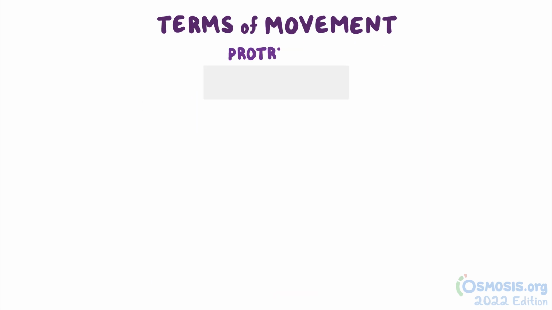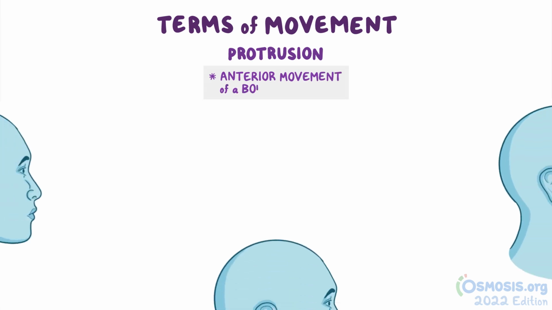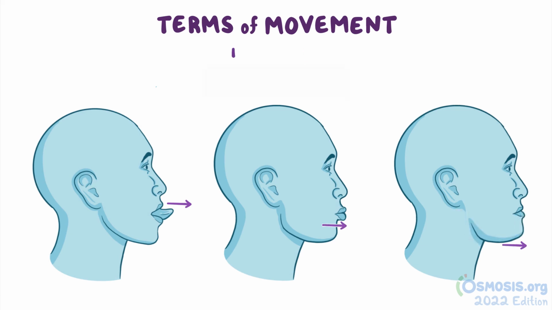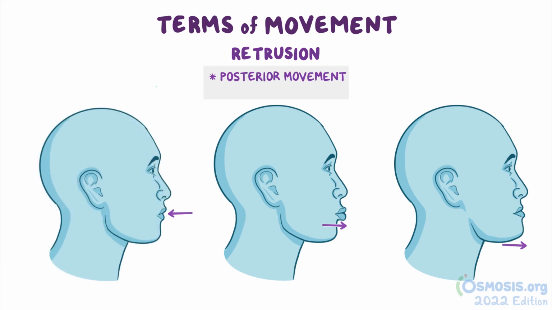Moving on. Protrusion refers to an anterior movement of a body part, like when you stick out your tongue. Protrusion can also be done by the lips and the mandible, or lower jaw. Conversely, retrusion is the posterior movement of the tongue, lips, or mandible.